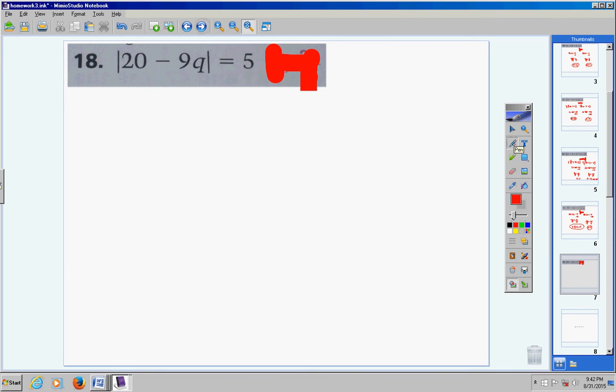Step 1, isolate the absolute value. We've already done that. Step 2, write two different equations. So I'm going to write the equation just like it is. And then I'm going to write another equation. The left side will stay the same. The right side will be the opposite, 5 here, negative 5 here. Okay, bring your 20 over, make it a negative 20. And we're left with negative 9q equals positive 5, negative 20, negative 15.